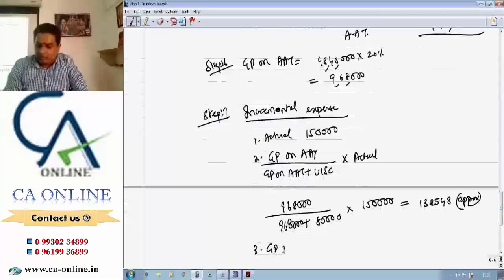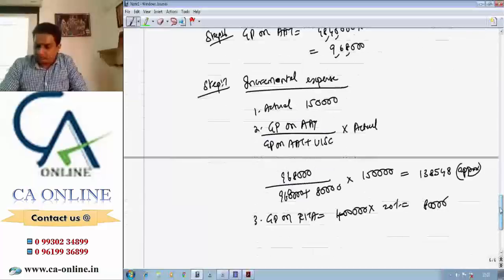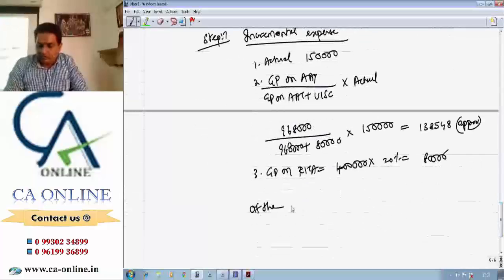Then GP on the rate: 4 lakh into 20% is 80,000. Of the above, 80,000 is lower.